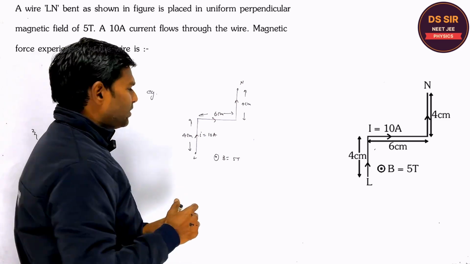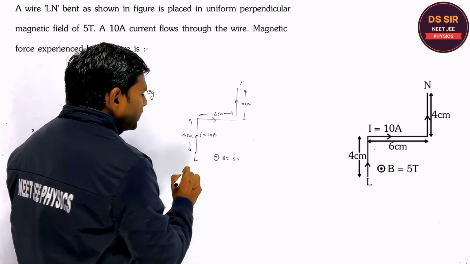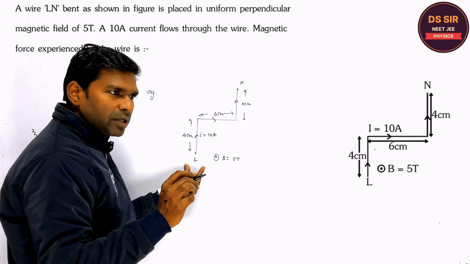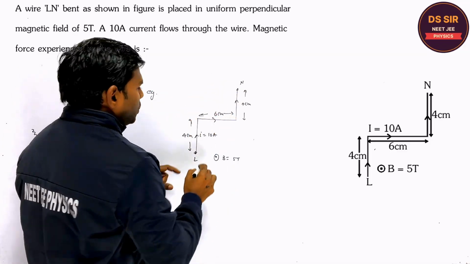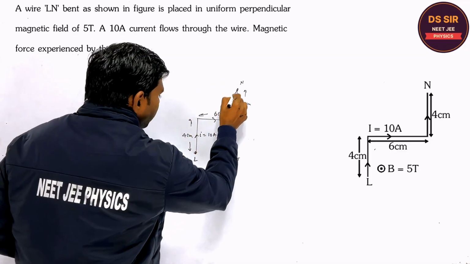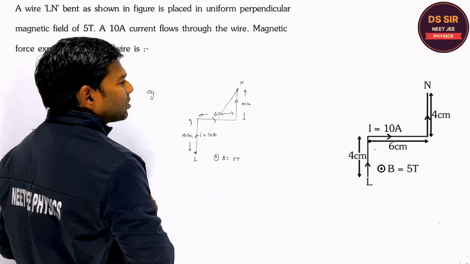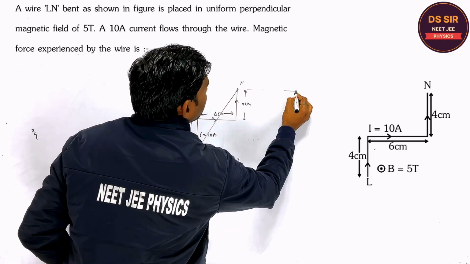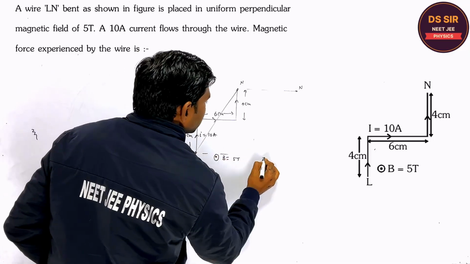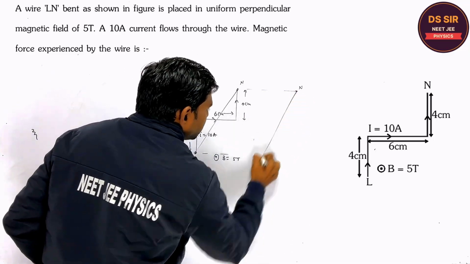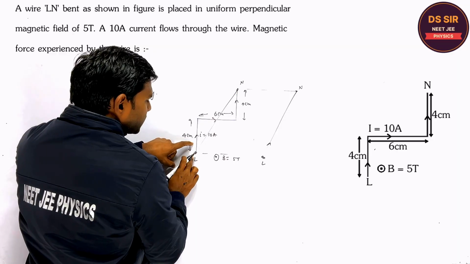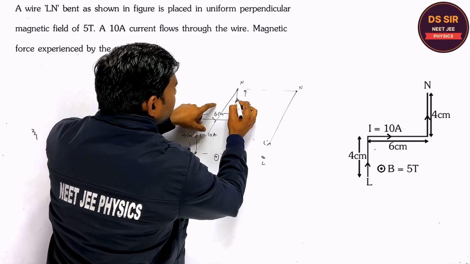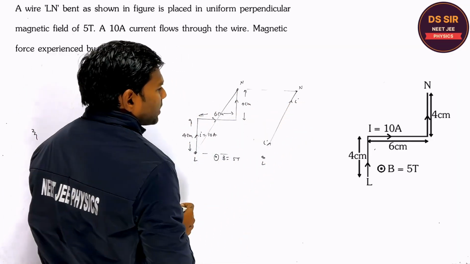What is the effective length? Tell me. The effective length is the line joining the initial to the final position. So the effective length is this. Is it clear or not? You may assume this is N, and this is L. So this is the effective length, and you may assume the current emerges from L and reaches N. This is the current.